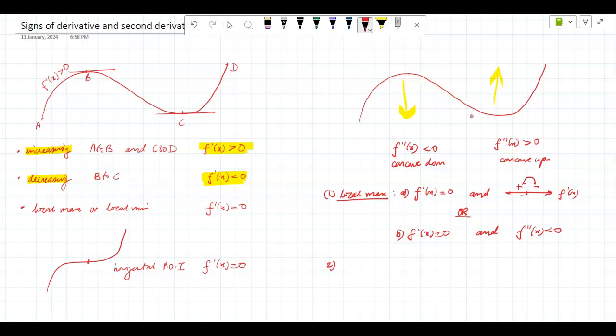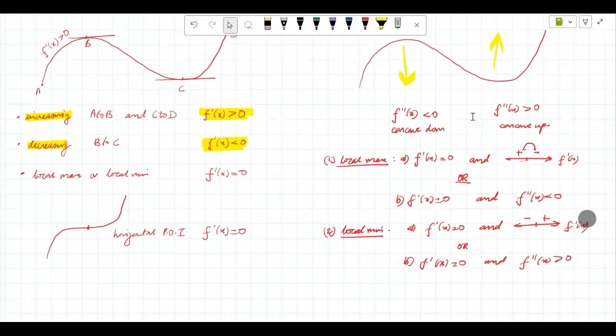So how do you find a local minimum? How will you do it algebraically? First derivative equals 0. You solve it, draw a sign diagram, and the sign diagram is negative, positive. Or the first order derivative is 0 and the second order derivative is greater than 0, concave up.